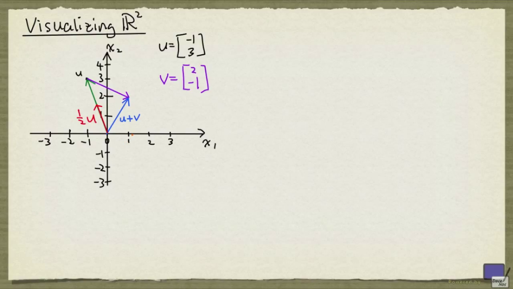If alpha is negative, you will need to flip the direction. Suppose that I want to draw -u. I simply draw an arrow in the opposite direction of u, having the same length as u.